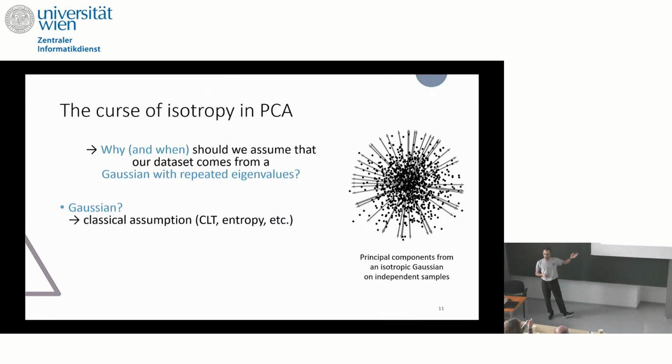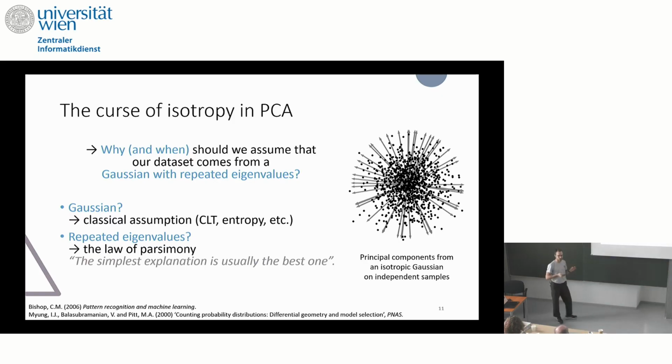The Gaussian assumption is really classical in statistics. It's due notably, as Xavier explained, to central limit theorems or to the entropy maximizing properties of Gaussians. So it's a very canonical assumption. But the more interesting assumption is about the repeated eigenvalues. And this is motivated by the so-called law of parsimony in statistics, also known as Occam's razor. The simplest explanation is usually the best one.